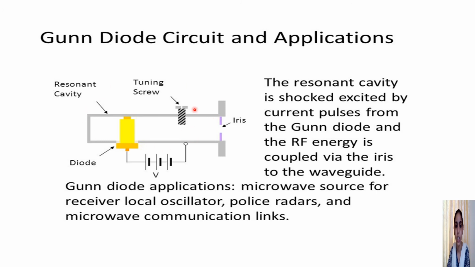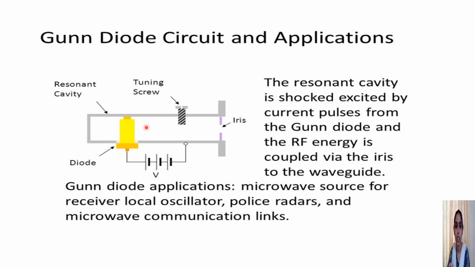Now regarding the Gunn diode circuit and applications. Gunn diodes have many types of applications, as we have discussed. It can be used as an oscillator, amplifier, etc. And in microwave test benches also, we can employ a Gunn diode instead of using a klystron. So Gunn diodes have many practical applications.